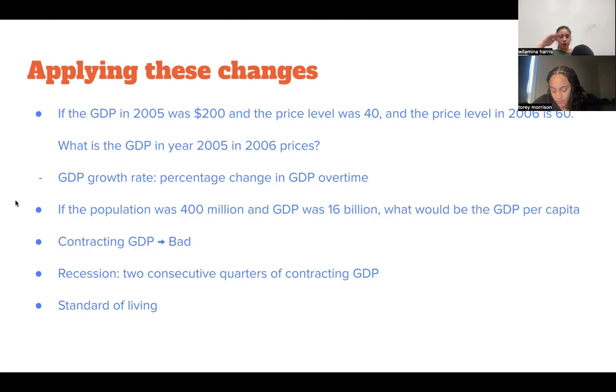And then in GDP, we have contracting GDPs. Contracting GDP is bad. It's when the growth rate is declining. And a recession is when we have two consecutive quarters of contracting GDP. That would be if we had two quarters consecutively where GDP was declining both times. Okay.